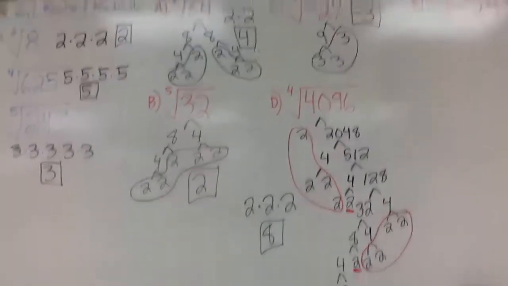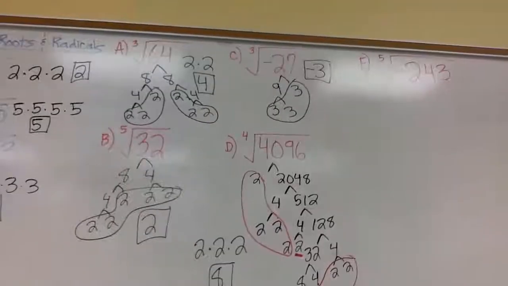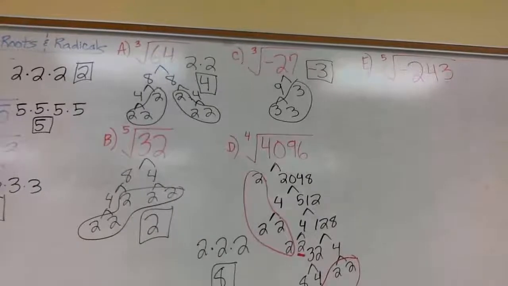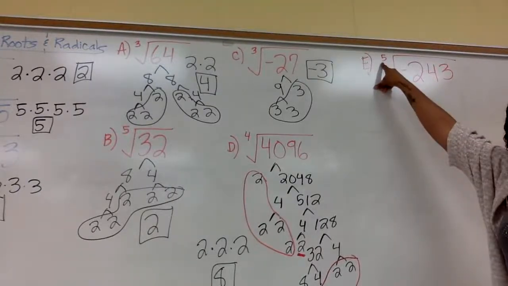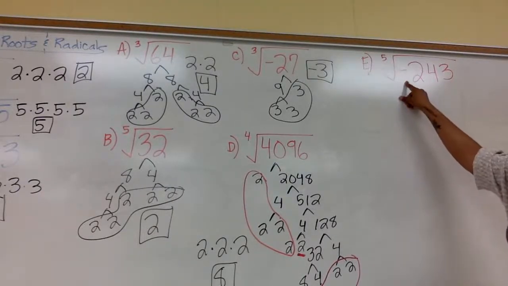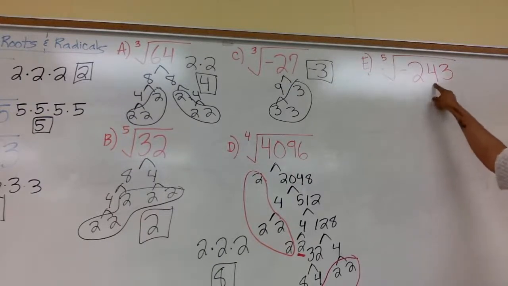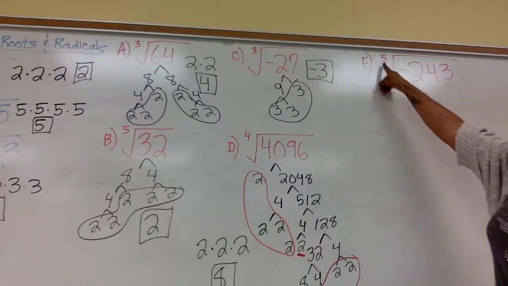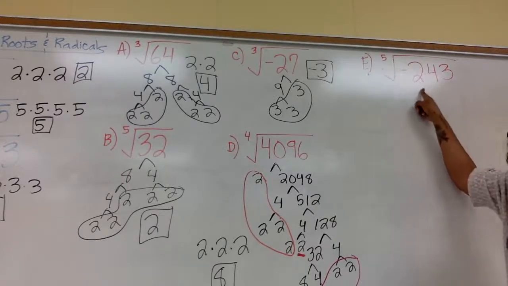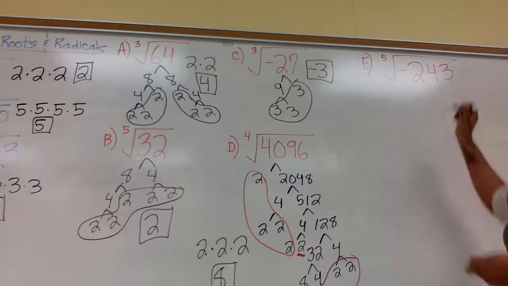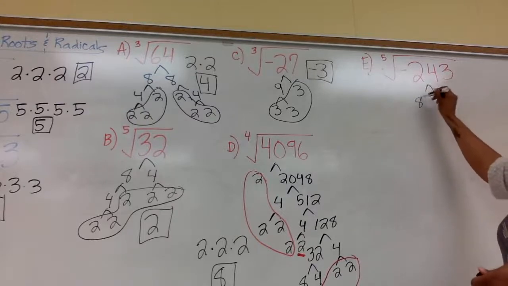Okay, and the last one I want to take a look at is negative 243. So we're going to find the fifth root of negative 243. So this number is negative 243, and we're finding the fifth root of this number. So I'm going to start by doing a factor tree. I'm going to start with 81 and 3.